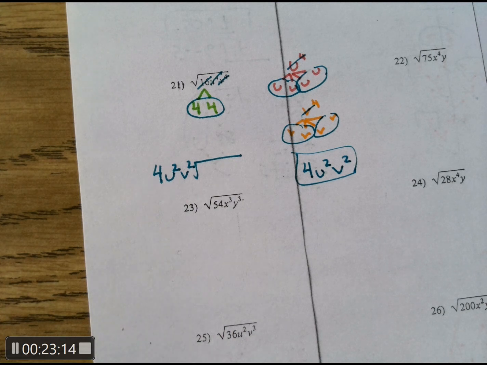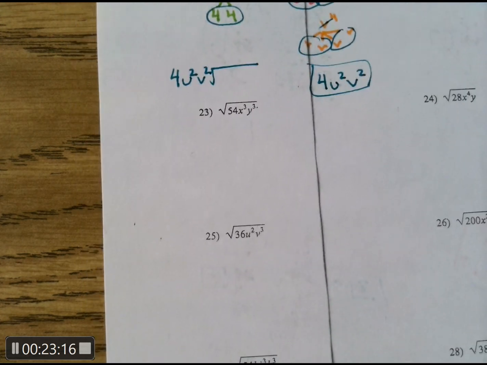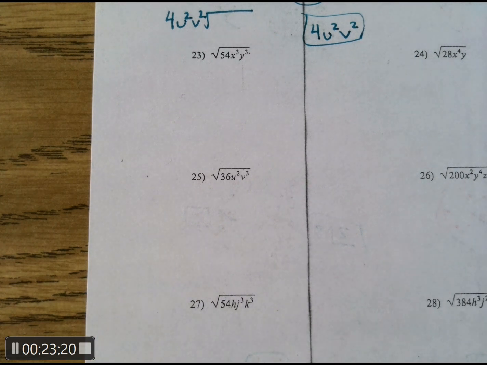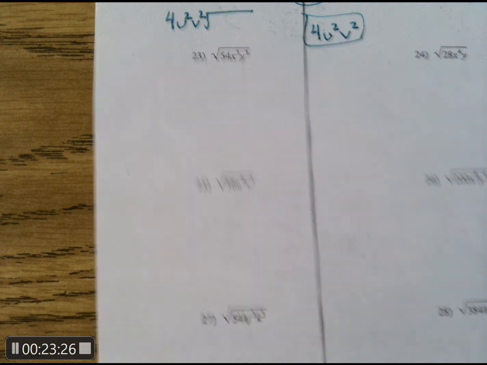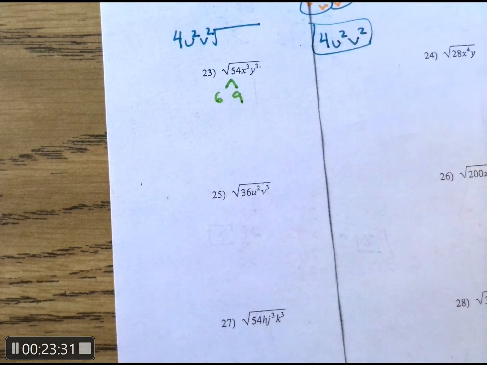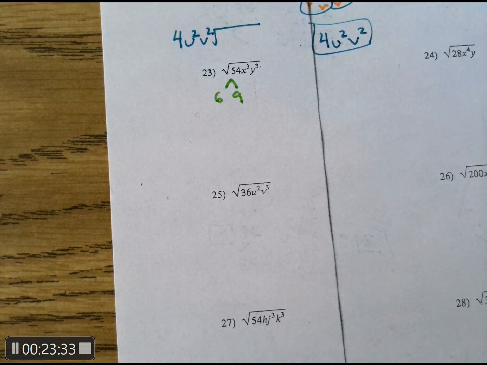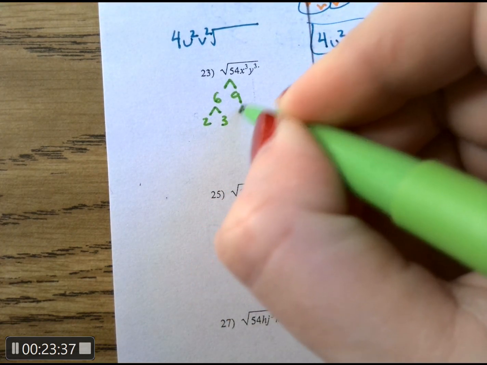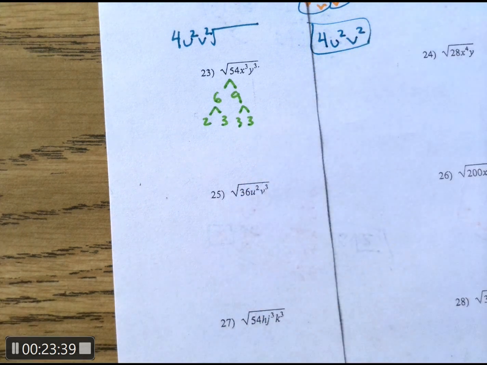Alright. Well, those are all nice and dandy. Let's do 23. Okay, 23 is going to leave us stuff inside our radical. Alrighty. So, factors of 54 I believe are 9 and 6, or at least I'm going to say they are. Alright. And then 2 and 3 and 3 and 3.